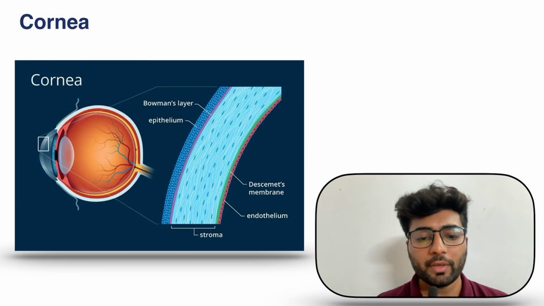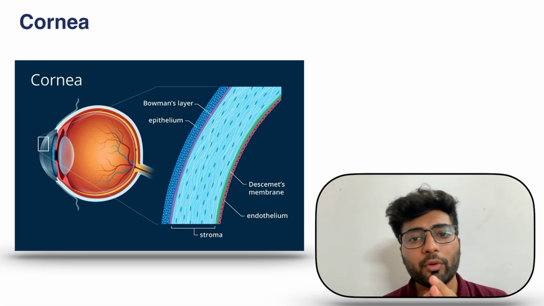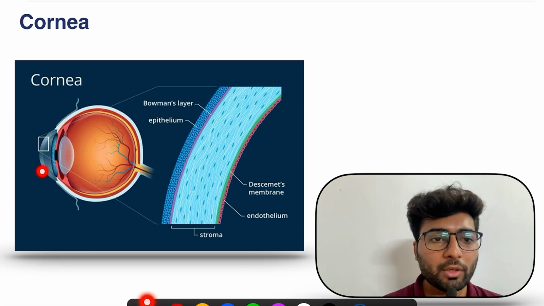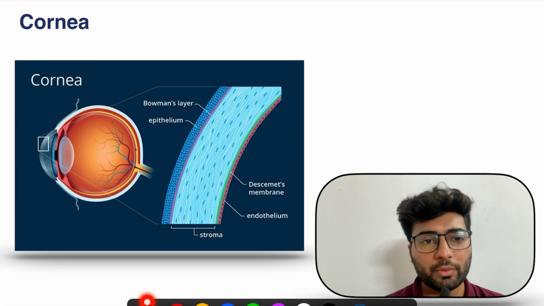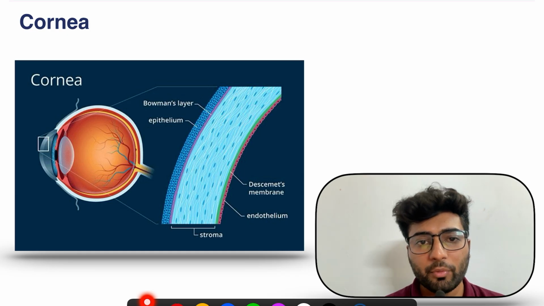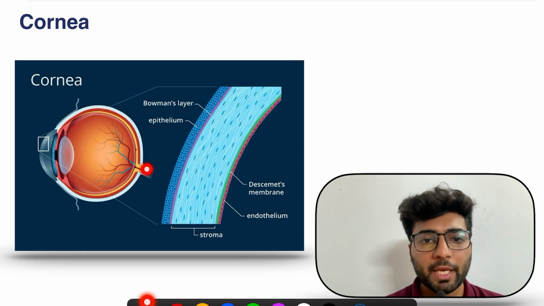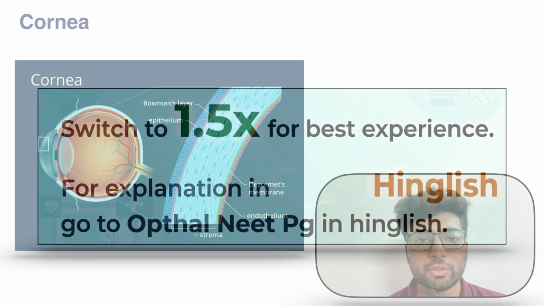Hello everyone, we are starting off the lecture with anatomy of the cornea. See, this outer layer over here that you can see is the cornea. Now this layer, cornea, is made up of many small layers. We'll study in detail about each and every layer that is making up the cornea.